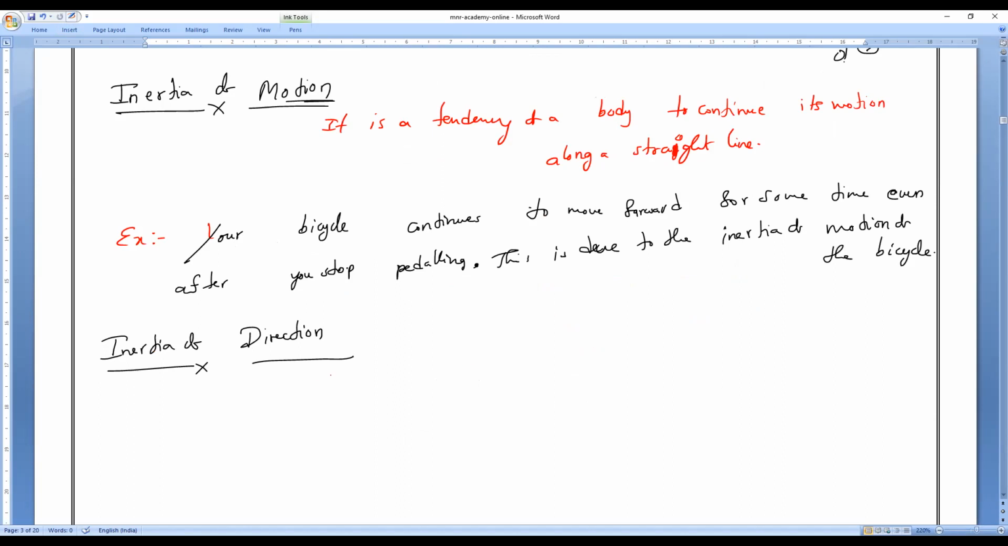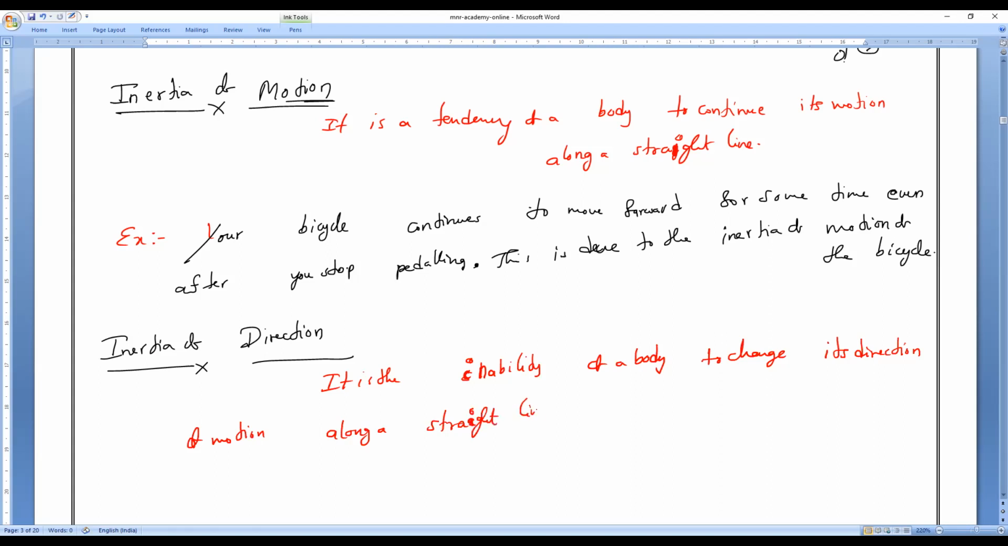Inertia of direction: it is the inability of a body to change its direction of motion along a straight line. That is what we used to call inertia of direction.